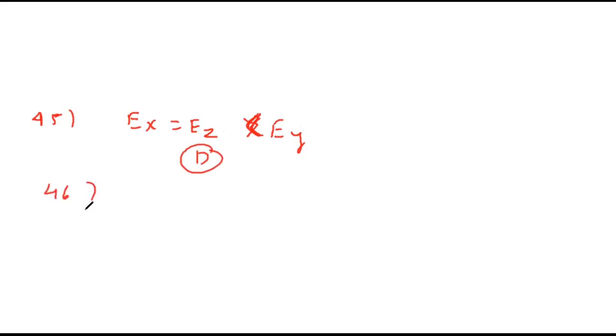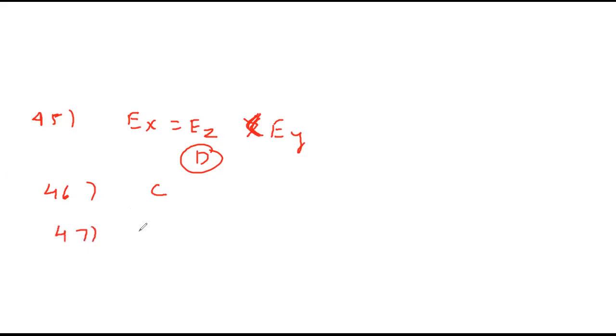46. This also we have discussed. Three point charges are situated at vertices. Please tell the answer if you are able to. A is wrong, na dear? C, sir. C is correct. 47.